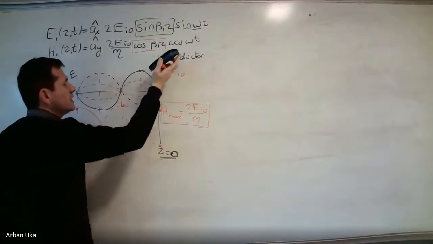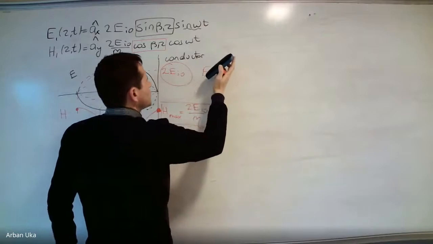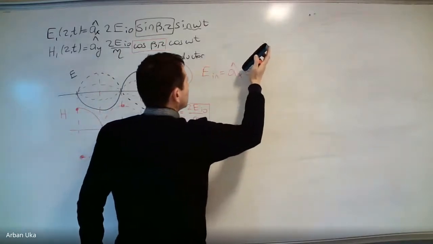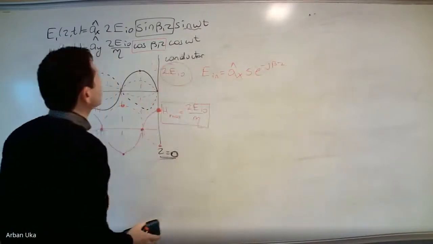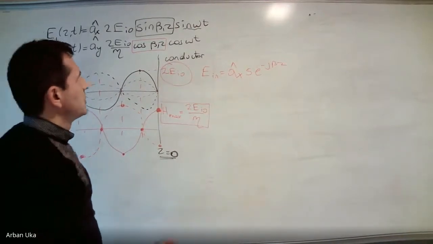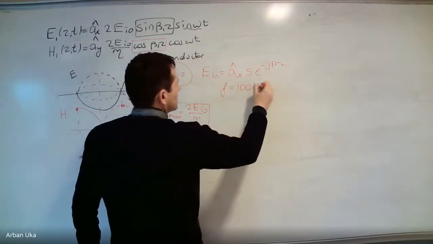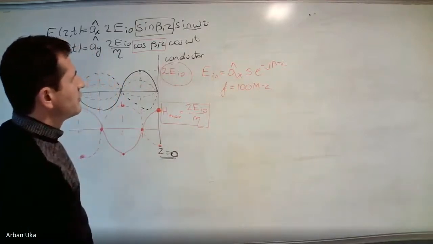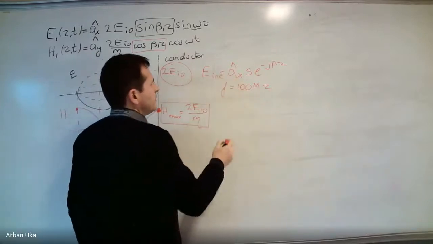We just have to keep in mind that, let's assume for a moment that an incident wave was a wave which is like this: a_x times 5 e to the power minus j beta z. So let's look at this for a moment. And let the frequency be 100 megahertz. Okay? So if this is 100 megahertz, can we find the other parameters? So this is incident.